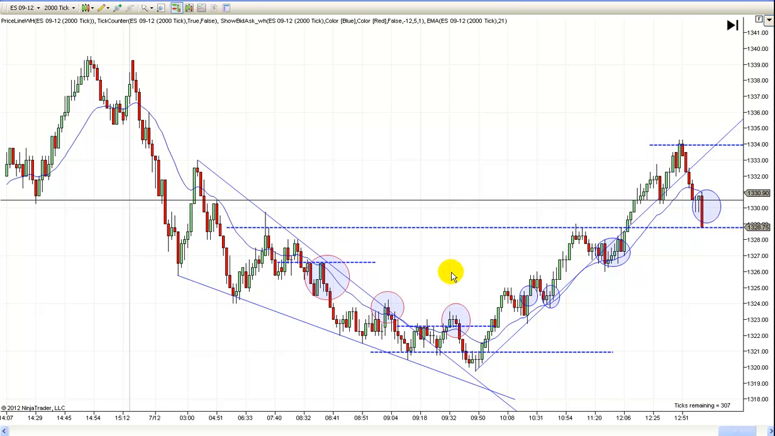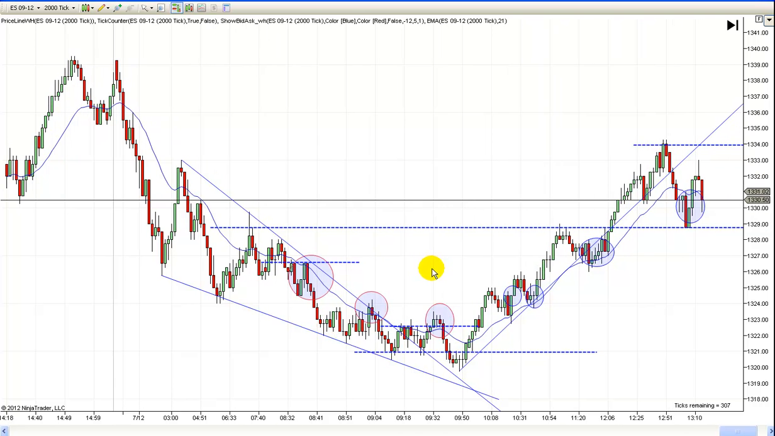Any runners would have been good for a couple of points, probably not much more. And then there was another trade here, and again, this is just a trading range right here. You can see those highs right there. You should be able to see those lows right across there.